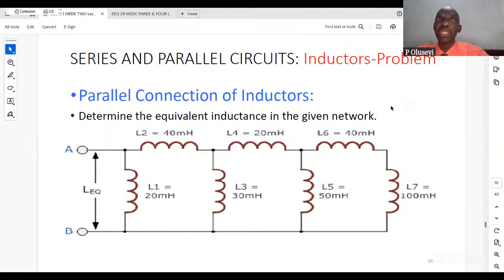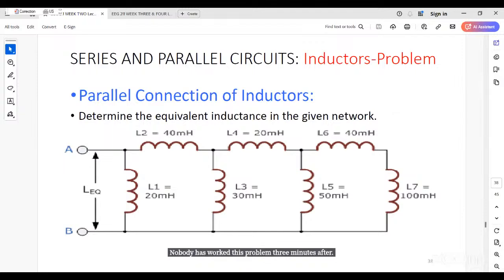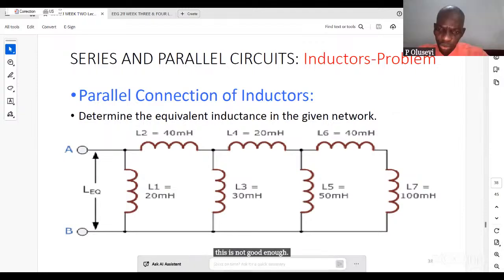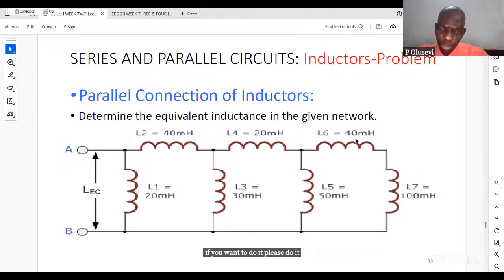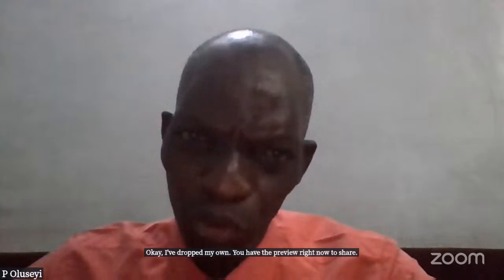Nobody has worked this problem 3 minutes after. This is not good enough. We'll be seeing you competing with one another over solving this kind of problem. Ariori, if you want to do it, please unmute yourself and turn on your camera so that I can give you the privilege to share. You want to share it with us? Okay, sir. You have the privilege now to share. Share your notebook with us and share the procedure with us.